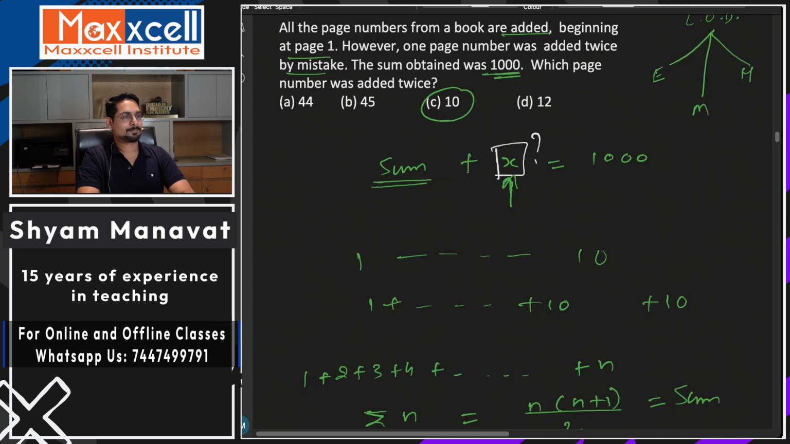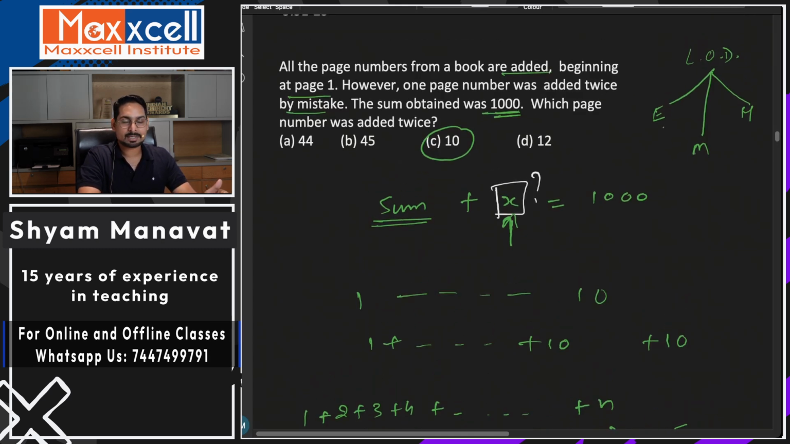Got it? Okay. What do you think about the difficulty level for this question? Easy, moderate or hard? I feel it should be moderate because it's not very straightforward. We need to make a lot of assumptions and a hit and trial process, right? Okay, let's look at the next question.